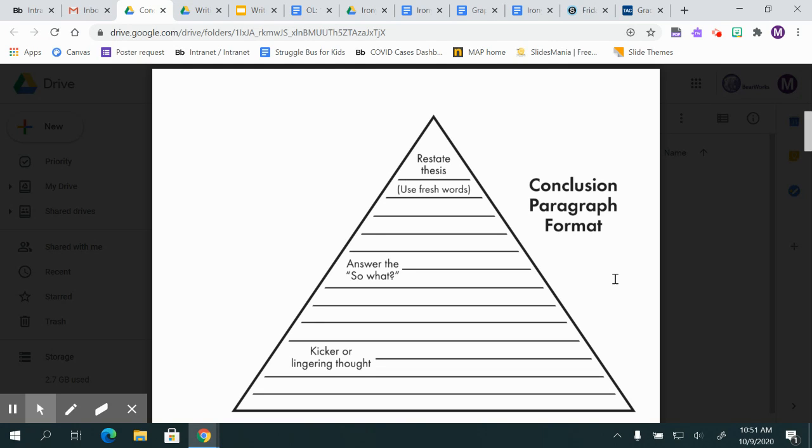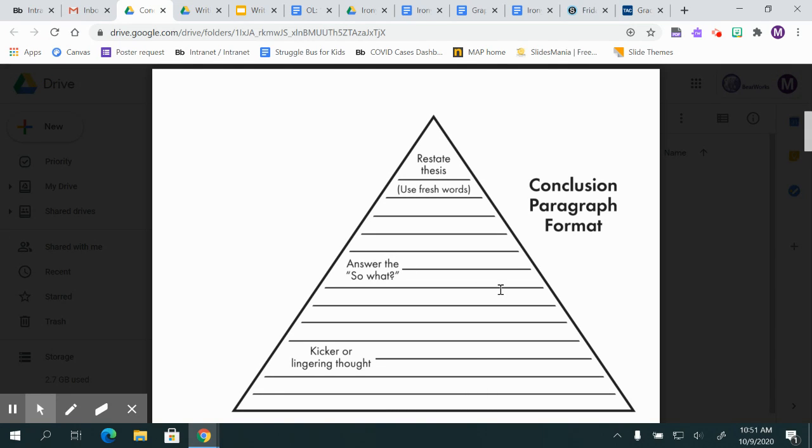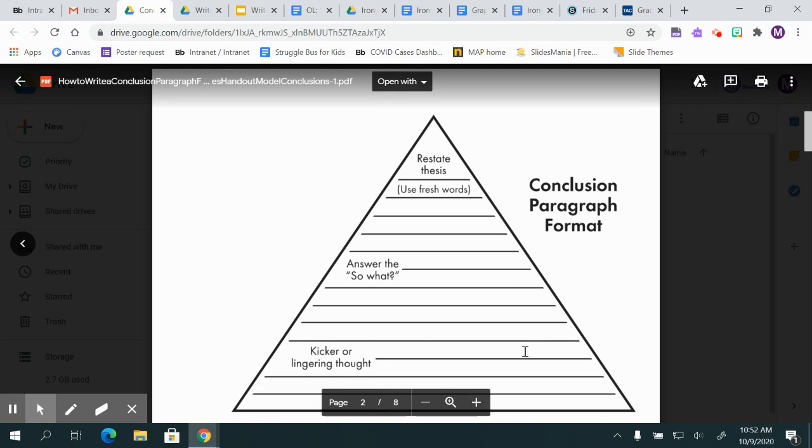Maybe use some synonyms. Then after you do that, answer the so what. What's the bigger purpose in writing this essay? Why did you write this? Was it to show readers how dialogue can help move the story forward? Was it to show a comparison and contrast between two different characters or two writing methods? Was it to show how different authors use different forms of irony to develop the theme? Okay, what was the bigger purpose with it? Then you want to give a lingering thought.